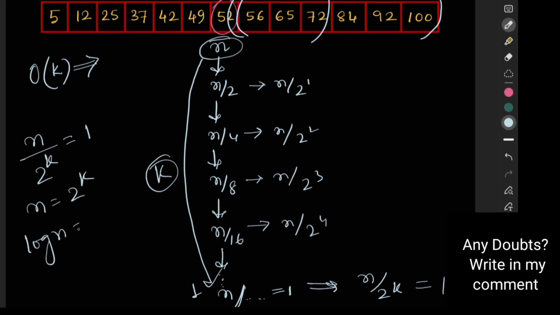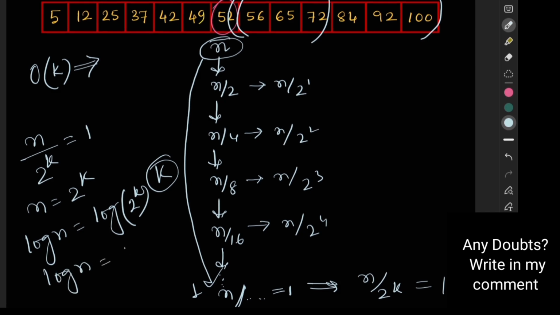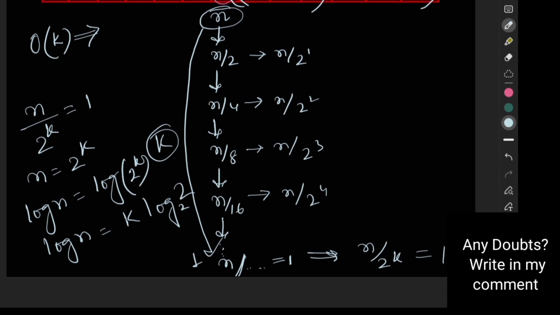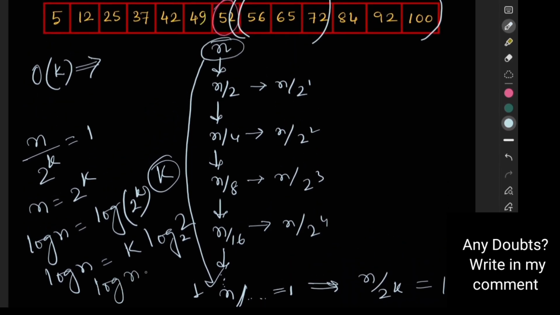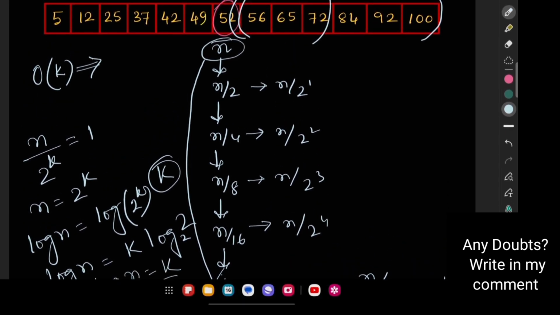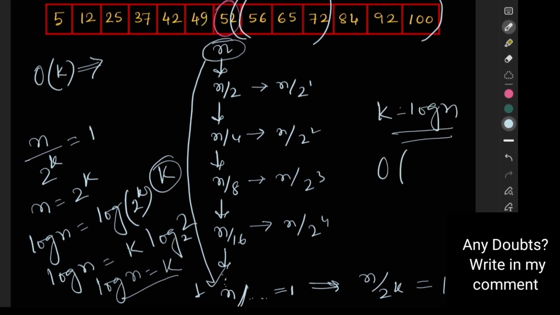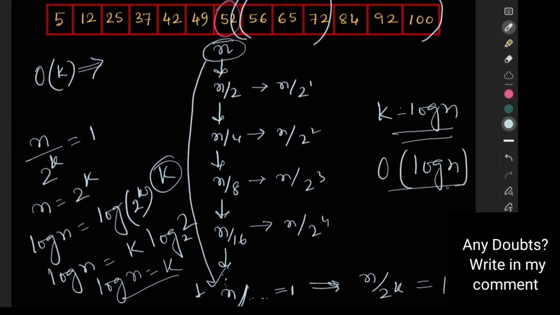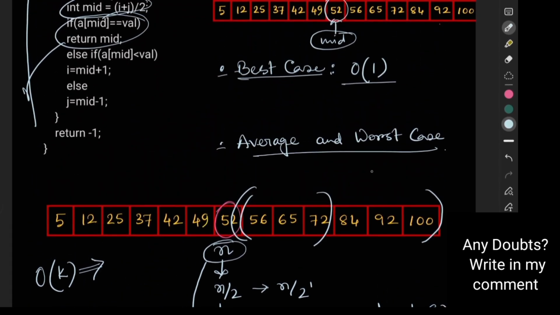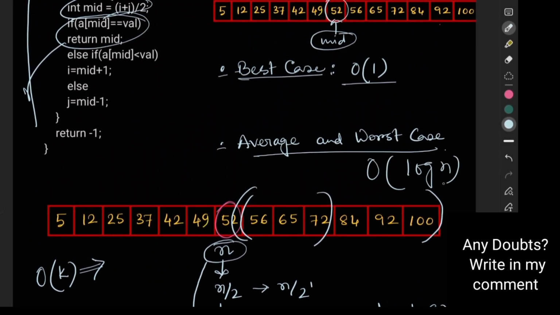That means log n equals log 2 to the power k. That means log n equals k log 2, and the base is also 2. That means log n equals k. That means k equals log n. So we can say the time complexity is big O of log n for the binary search. Big O of log n.